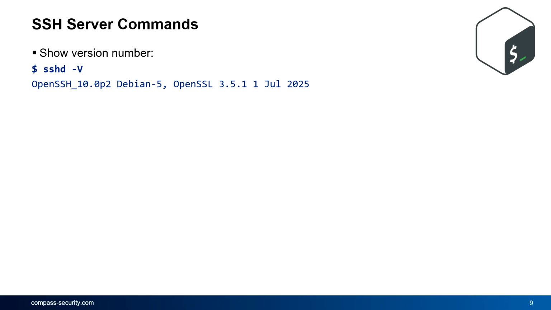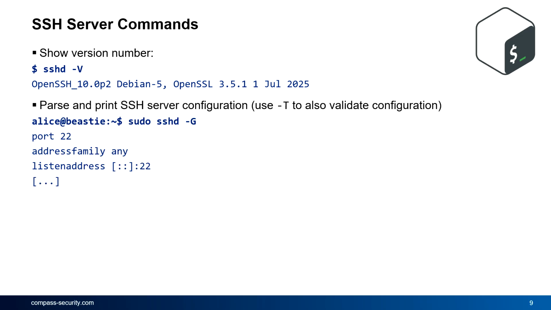Some useful commands for the SSH server. So -v just prints the version, so you can quickly check which version you're running currently. Then a useful command is sshd -G, and this parses the SSH configuration files and prints the configuration to standard output. So you can see how SSH is configured at the moment.